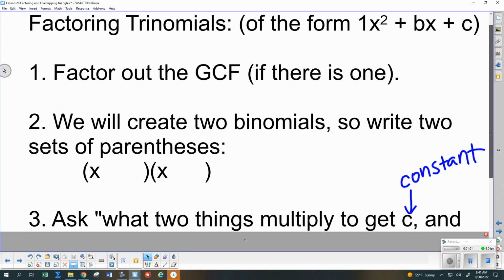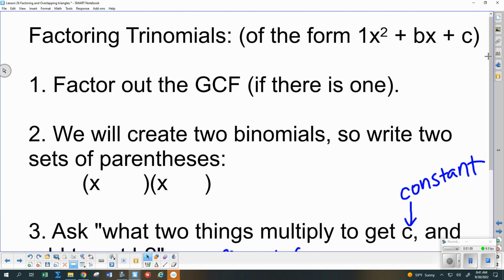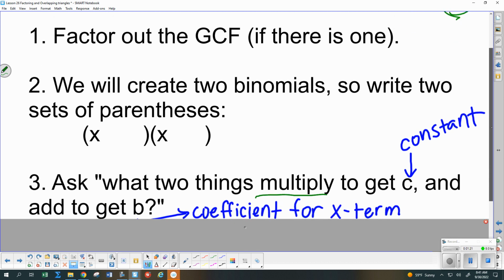The way that we figure out what these need to be, we look at that 1x squared plus something times x plus c. We look at the constant, the one that does not have an x, and we want two things that multiply to get that. And then we look at the one that is times the x, and we want those to add to be equal to that. We include the plus and minus signs that are with those numbers right before the x, or the constant at the very end of it.